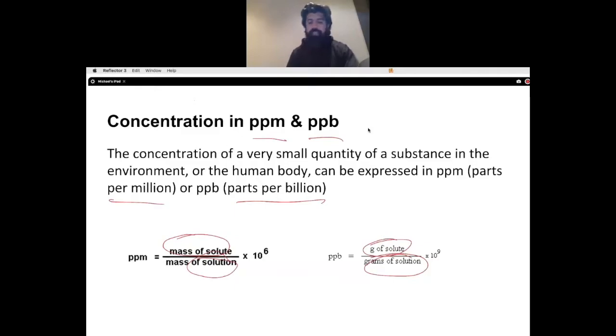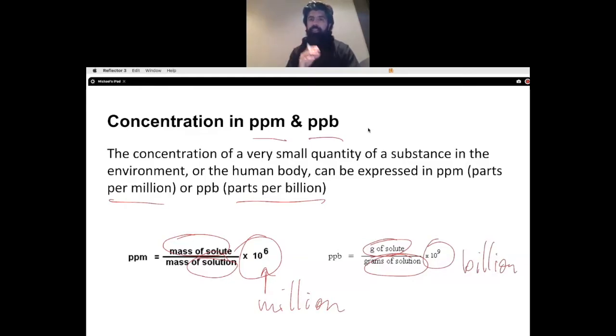So in this case, the mass of the solute divided by the mass of the solution, multiplied by 10 to the power of 6, gives us our parts per million. This 10 to the power of 6 is million, and 10 to the power of 9 would represent the additional 3 extra zeros in a billion. In all the sample problems and homework questions, you just throw these numbers into those equations. But we'll look at the solutions to those sample problems in a moment.